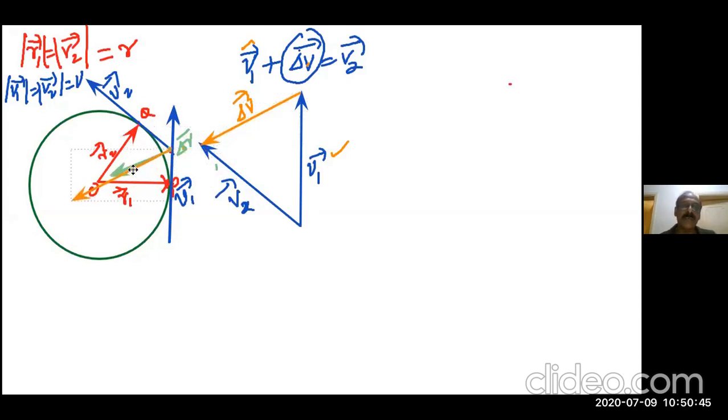So what is the direction of delta V? Towards the center. This delta V by delta T will give you acceleration. So that is the centripetal acceleration. Any doubt? No, sir. So this much only is the concept, a very easy concept.